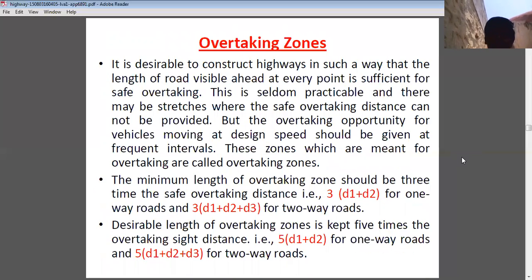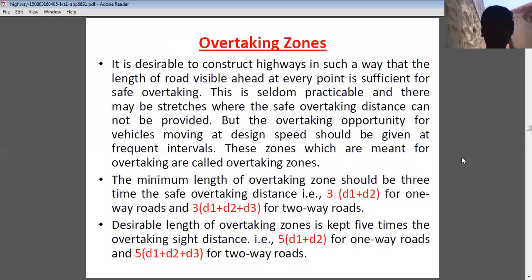And what is an overtaking zone? It is desirable to construct a highway in such a way that the length of road visible ahead at every point is sufficient for safe overtaking. This is seldom practicable, and there may be stretches where safe overtaking distance cannot be provided. But the overtaking opportunity for a vehicle moving at design speed should be given at frequent intervals.